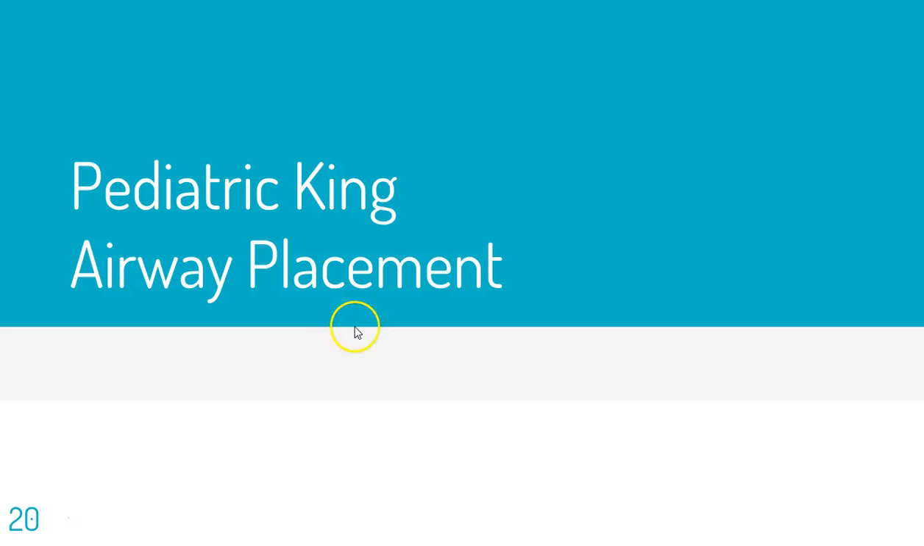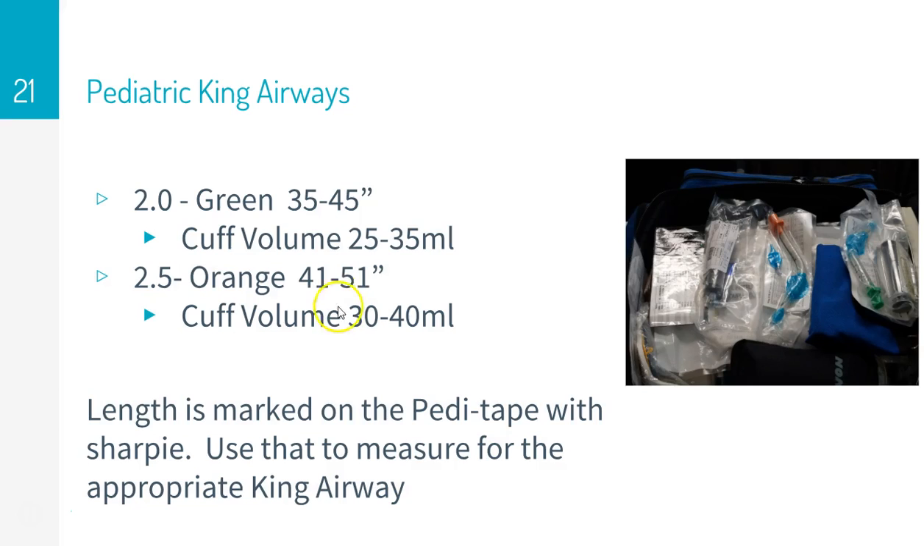Last, we're going to our pediatric King placement. We have 2 King airways for pediatrics in the pediatric bag. We have our green King airway, which is for patients 35 to 45 inches long, and we have our orange King airway for patients who are 41 to 51 inches long.